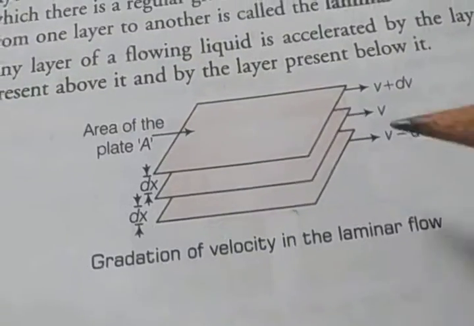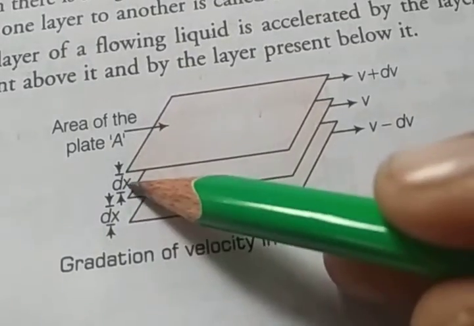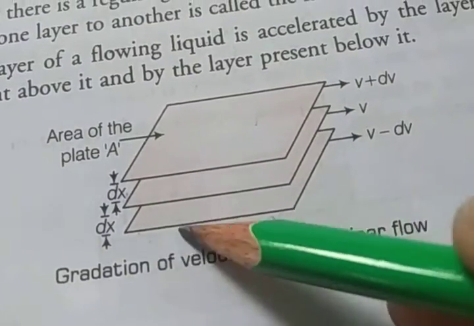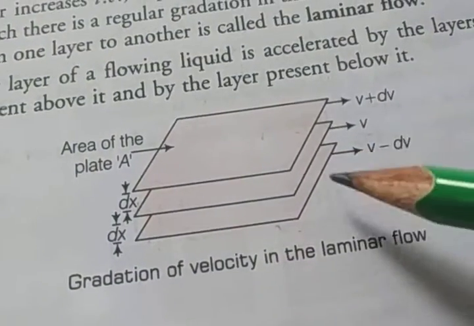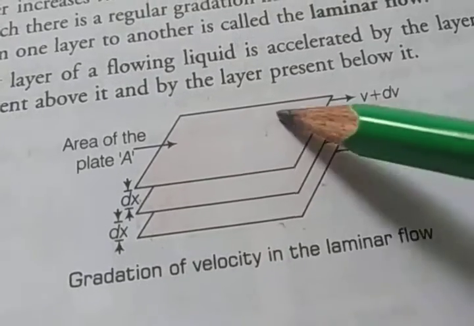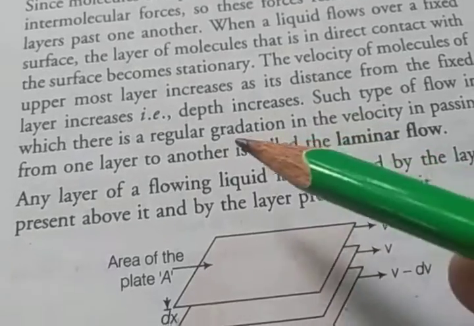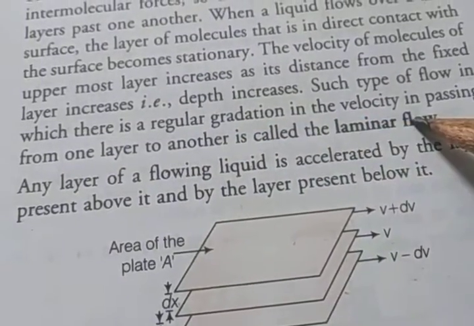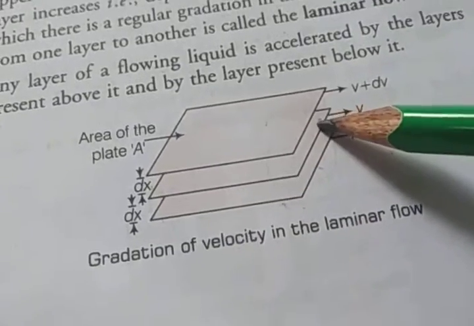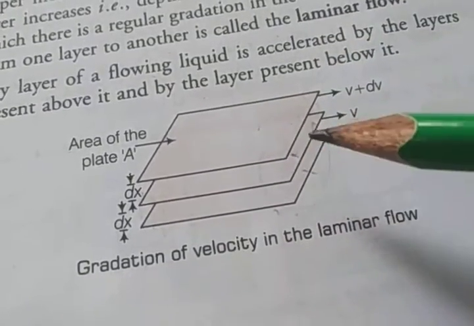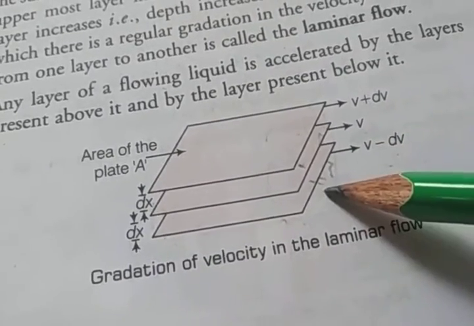So here 3 layers are given. First, the area of plate A and the distance between layers dx, next distance dx. The first layer has velocity V plus dV, in between V, and then down V minus dV. This is the gradation of the velocity in laminar flow. So what is laminar flow? Regular gradation in the velocity in passing from one layer to another is known as laminar flow. So it depends on velocity.